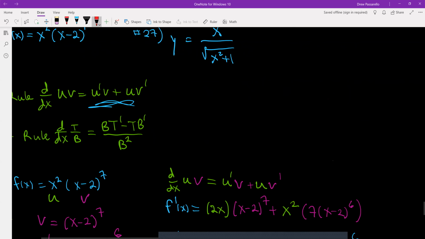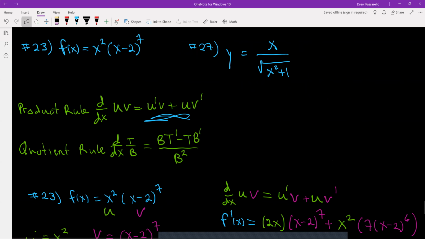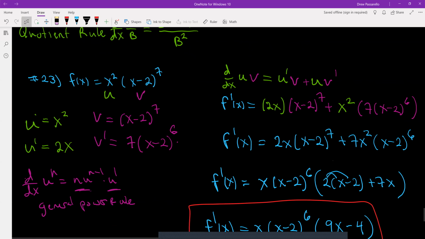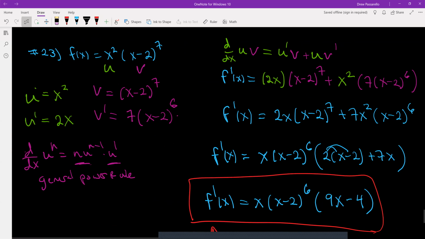Again, I used a combination of the product rule and chain rule. I had to use the product rule because x squared times (x - 2)^7 is a product, and I let u be x squared. That means u prime was 2x, and I let v be the (x - 2)^7 piece, which I had to use the chain rule for since it had an inside function of x minus 2.